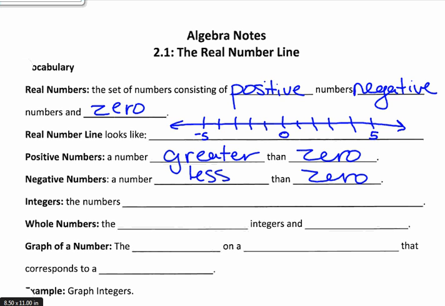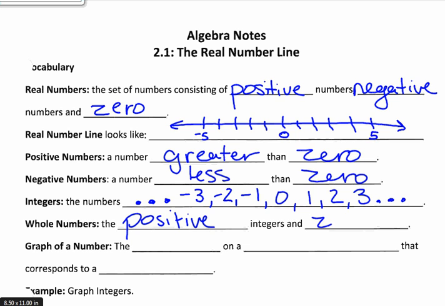Our integers. These are going to be whole numbers that are negative or positive and 0. It's not going to include any fractions, any decimals. Just whole numbers that are either negative or positive and 0. The whole numbers are the positive integers and 0. So these are our counting numbers, 0, 1, 2, 3, 4, 5, and so on.